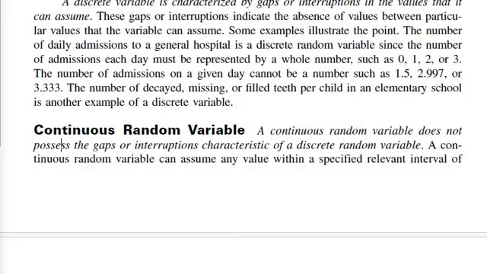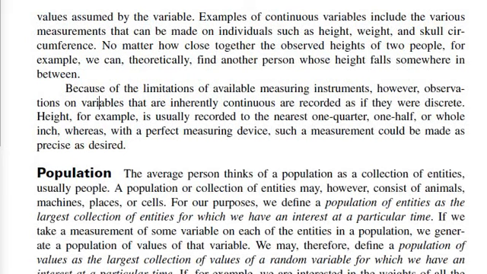Continuous random variable. A continuous random variable does not possess the gaps or interruptions characteristic of a discrete random variable. A continuous random variable can assume any value within a specified relevant interval of values assumed by the variable. Examples of continuous variables include the various measurements that can be made on individuals such as height, weight, and skull circumference. No matter how close together the observed heights of two people, for example, we can, theoretically, find another person whose height falls somewhere in between.